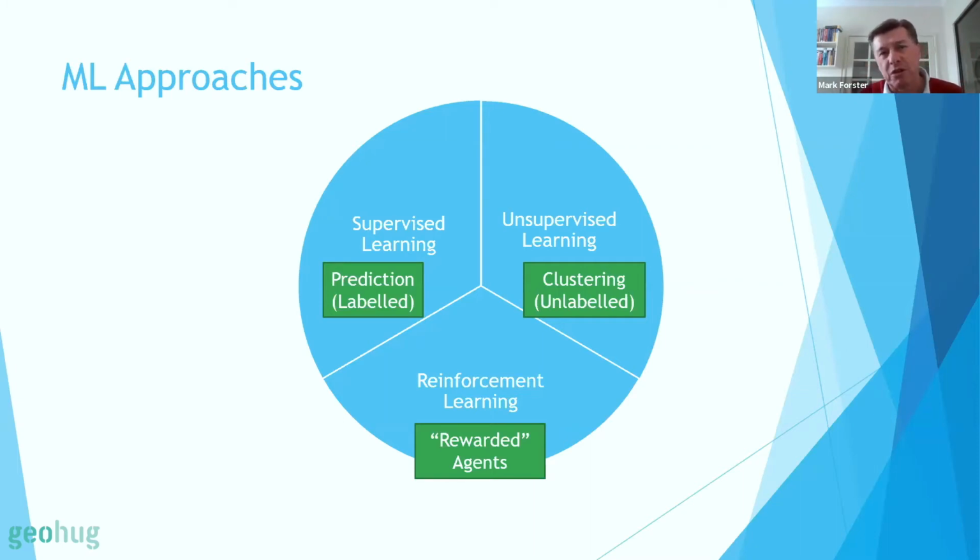Finally, reinforcement learning is a totally different approach, which basically uses software agents to maximize or minimize a target variable. Typically these software agents are rewarded based on how closely they're getting to the optimal situation you're trying to drive. So we're going to talk mainly about supervised learning today.